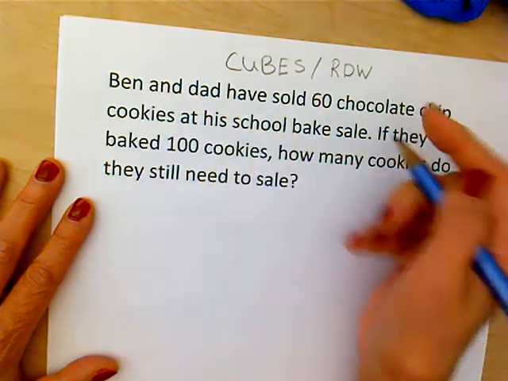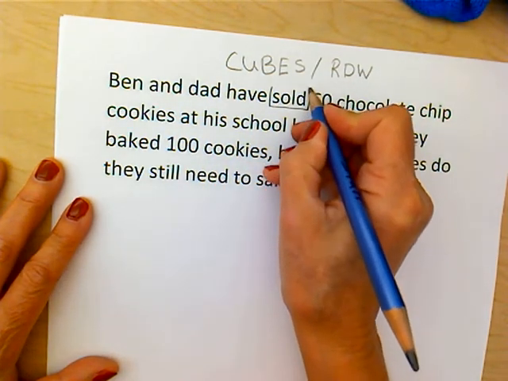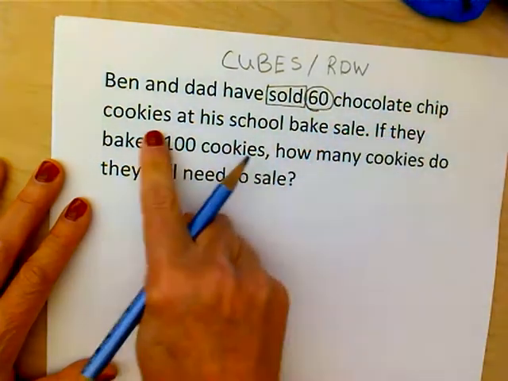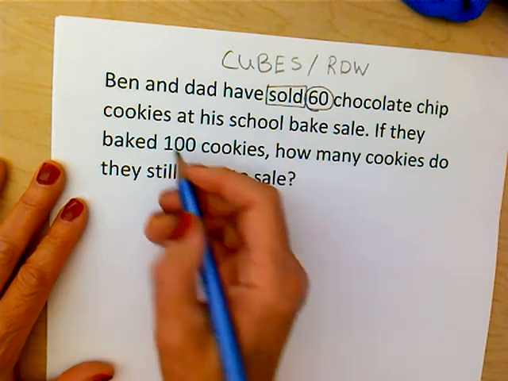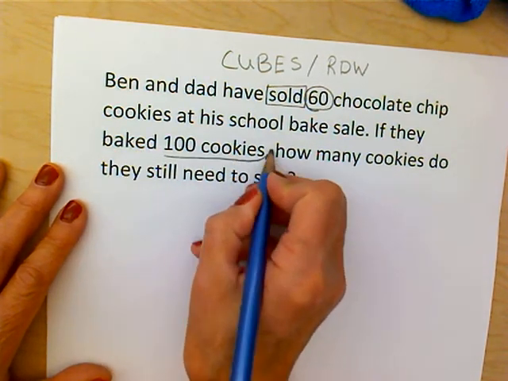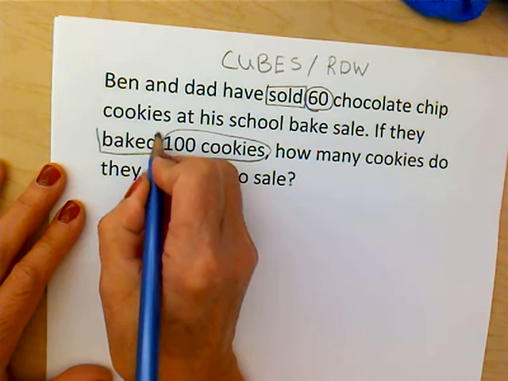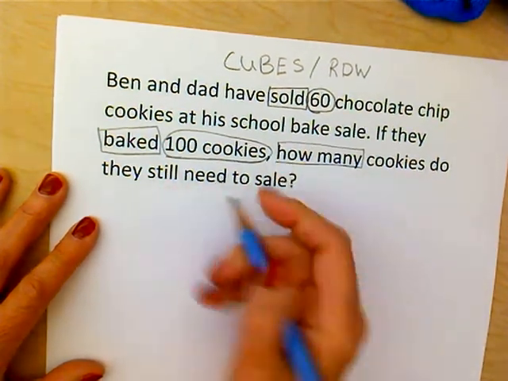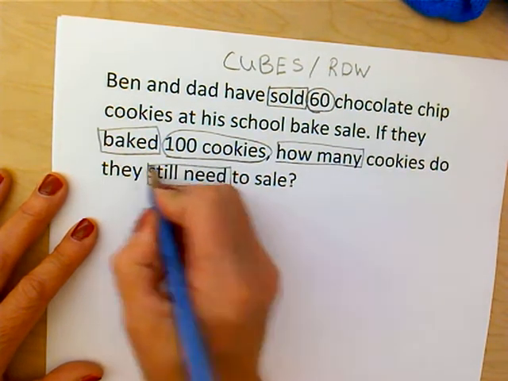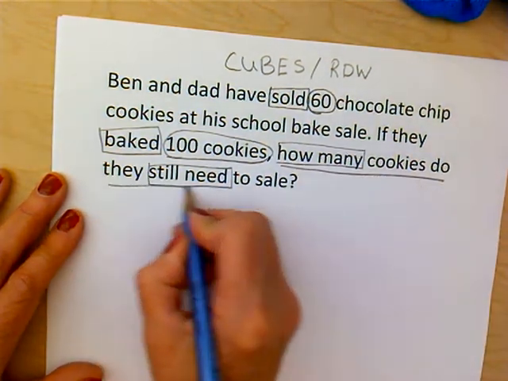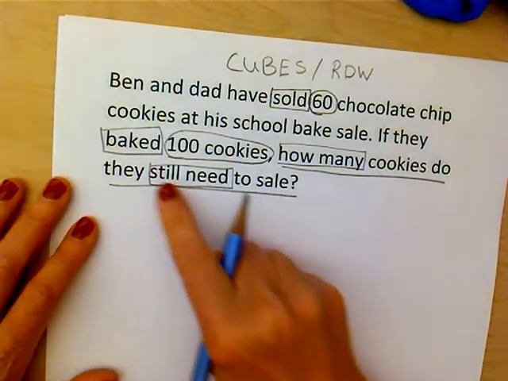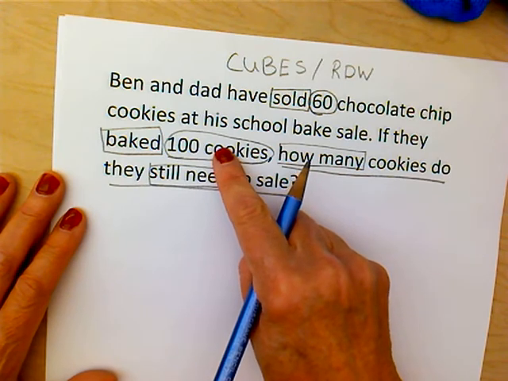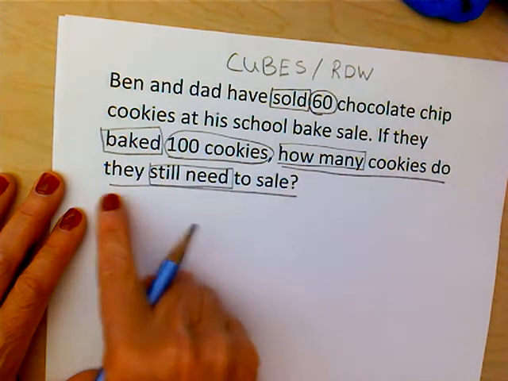So Ben and Dad have sold, oh, that's an important keyword. That's how many are already gone. Ben and Dad have sold 60 chocolate chip cookies at their school bake sale. If they baked 100 cookies, so this is how many they started with, how many cookies, that's going to be important, how many cookies do they still need to sell? I'm going to underline my question. So I've circled the numbers 60 and 100, and I have underlined the question, how many cookies do they still need to sell?